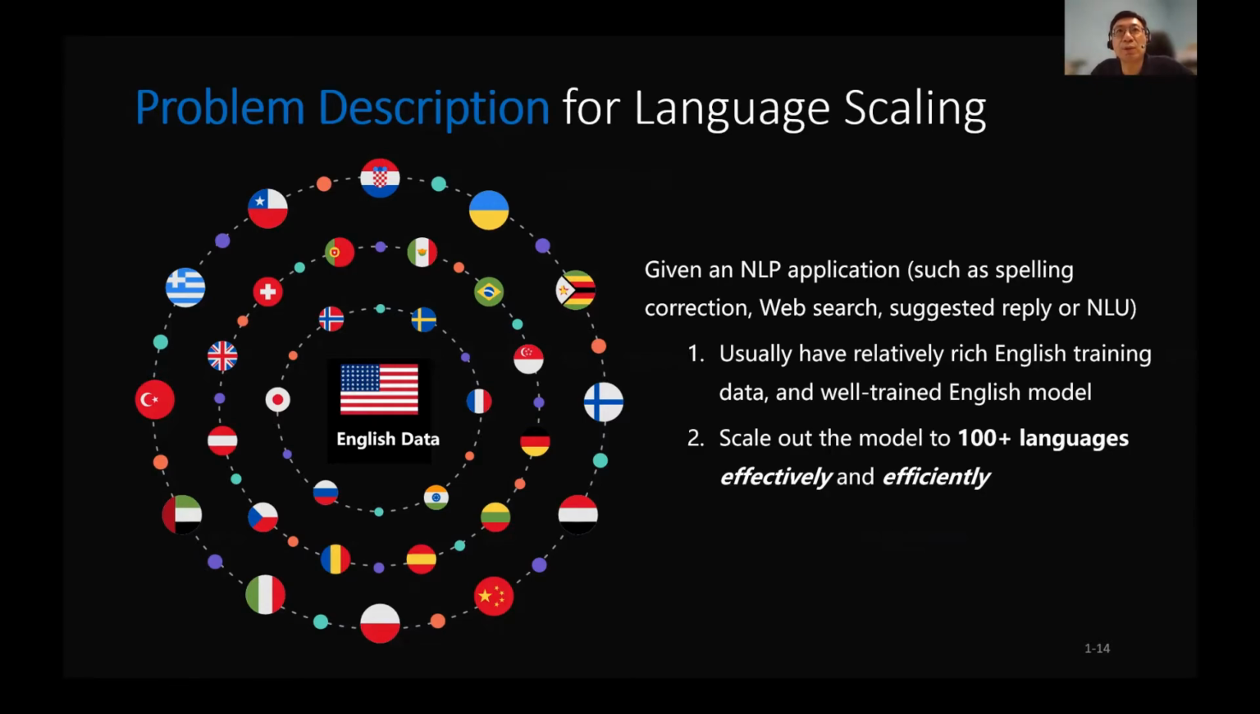But there are 2 requirements for language scaling. One is the effectiveness, meaning that we have to guarantee the model quality to meet certain criteria. For example, the shipping criteria in terms of precision and recall for our products and services. And the other requirement is efficiency. That means when we handle so many languages, we have to reduce the cost in both money and time as much as possible.